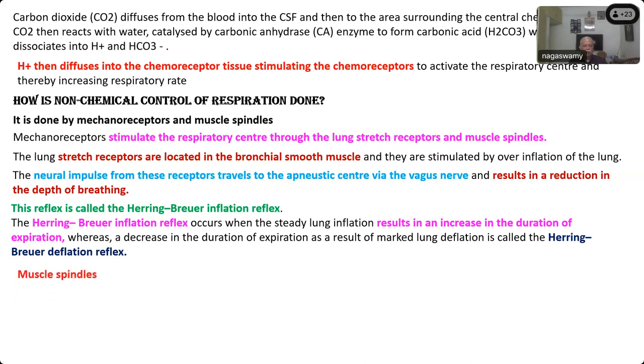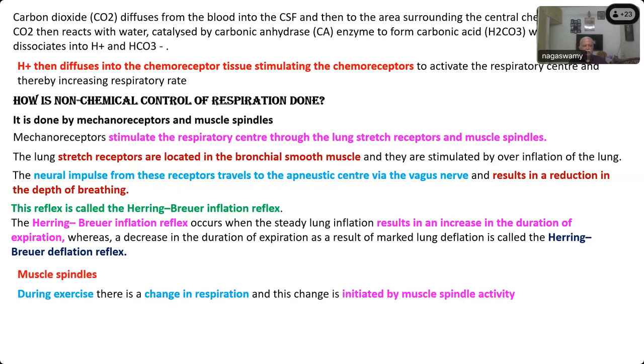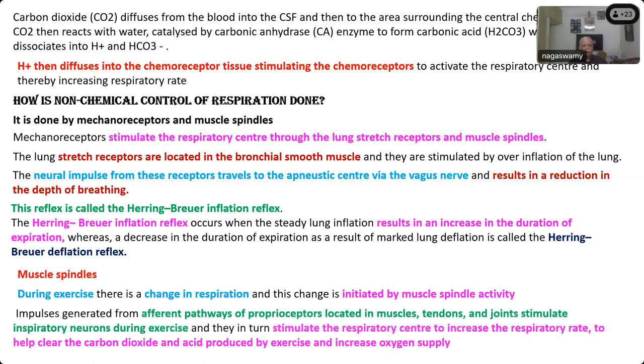The muscle spindles, what do they do? During exercise, there is a change in respiration, and this change is initiated mainly by muscle spindles. Impulses generated from the afferent pathways of proprioceptors located in the muscles, tendons, and joints stimulate inspiratory neurons during exercise, and they in turn stimulate the respiratory center to increase the respiratory rate to help clear the carbon dioxide and acid produced by exercise, and also increase the oxygen supply to the tissues. So the muscle spindles play a very important role, not that much during quiet normal breathing, but more during exercise or when you do any strenuous activity where you have to increase your oxygen intake as well as clear the CO2 that is produced.